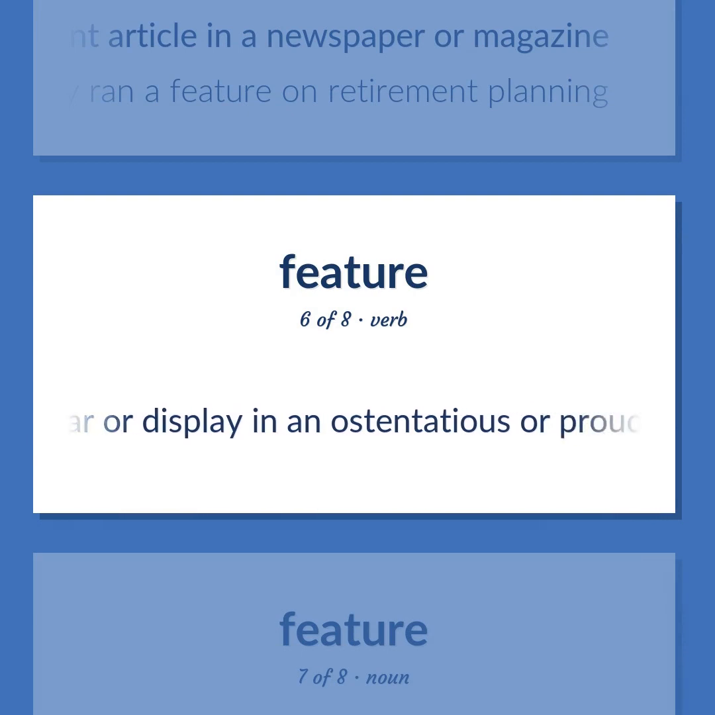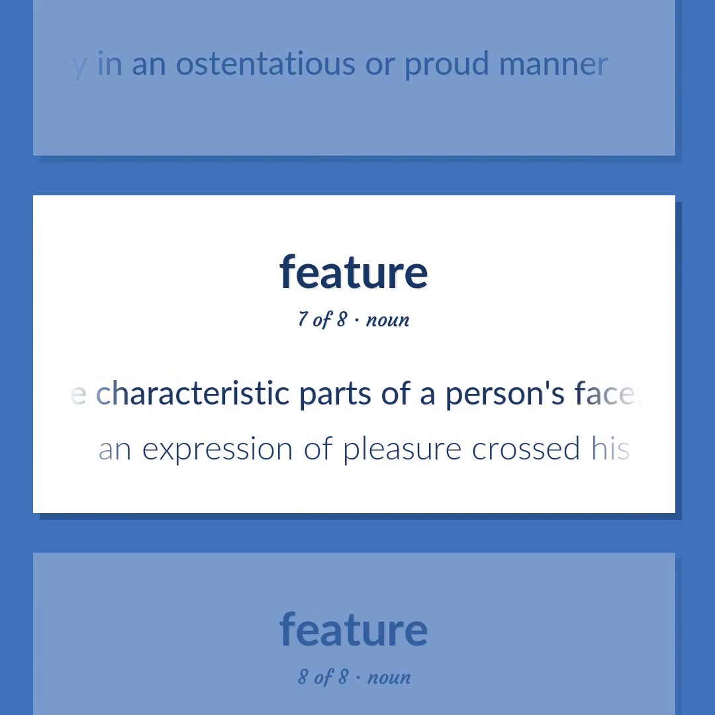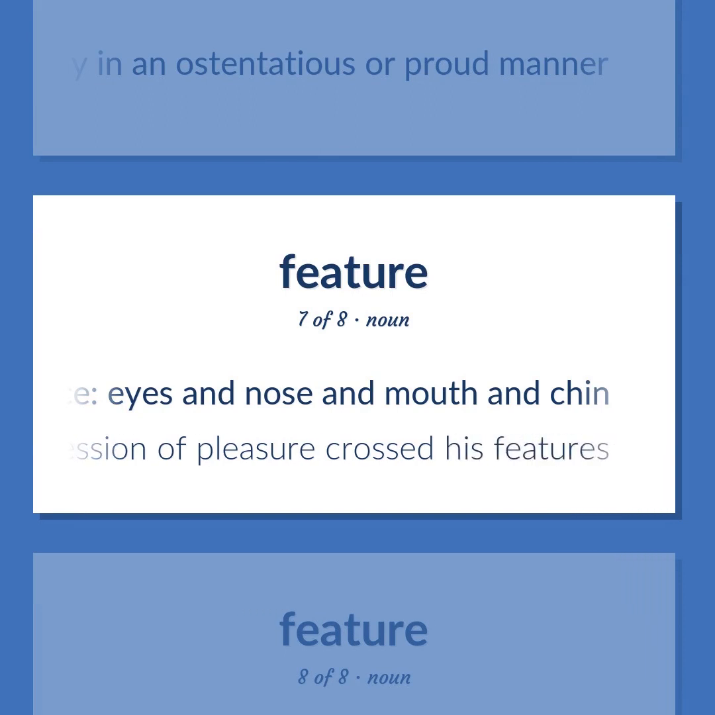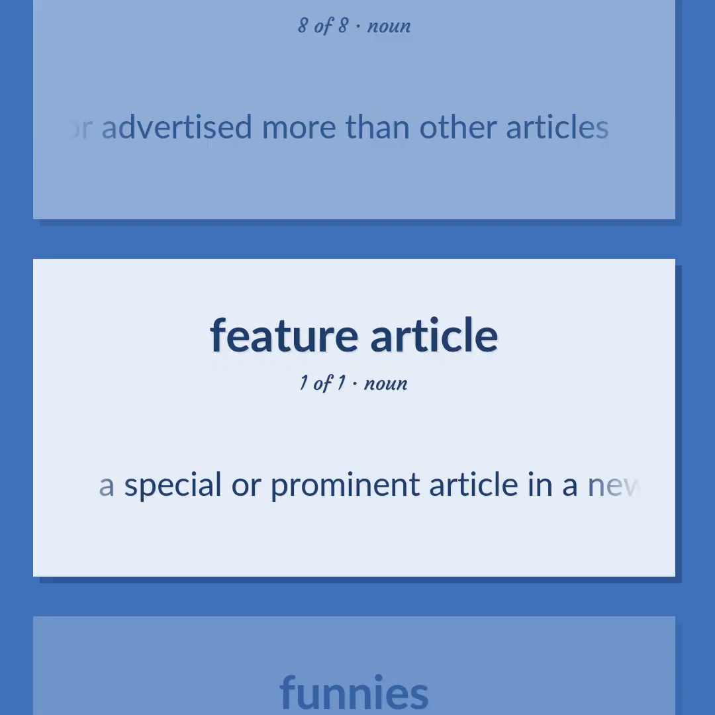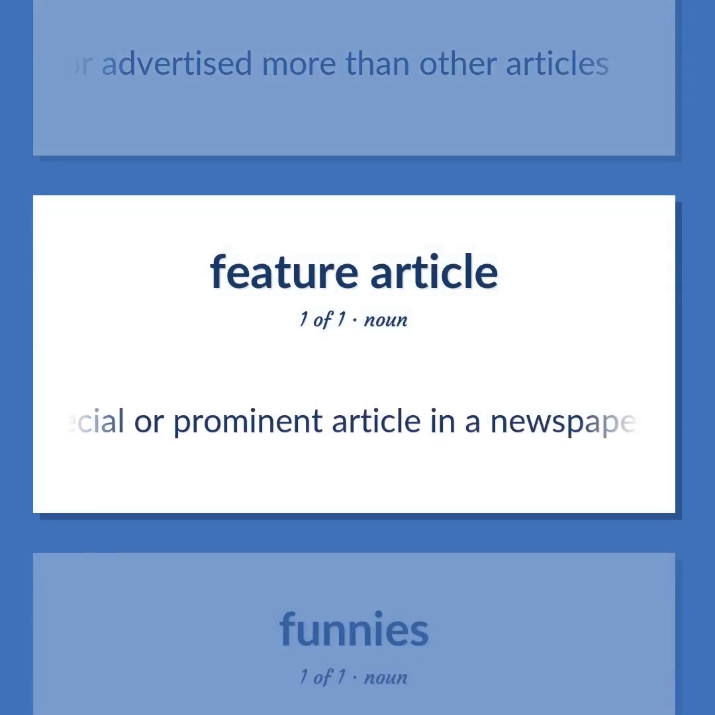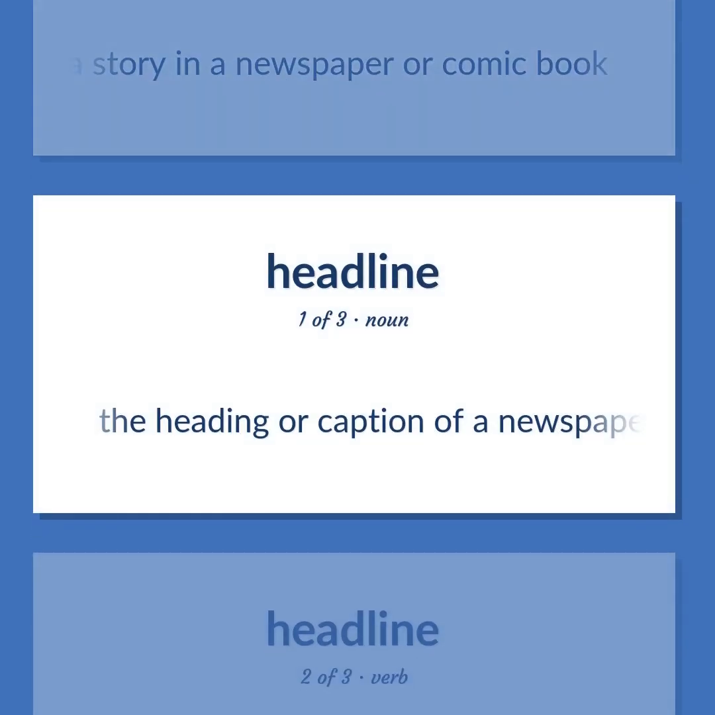Wear or display in an ostentatious or proud manner. The characteristic parts of a person's face, eyes and nose and mouth and chin. An expression of pleasure crossed his features. An article of merchandise that is displayed or advertised more than other articles. A special or prominent article in a newspaper or magazine. A sequence of drawings telling a story in a newspaper or comic book. The heading or caption of a newspaper article.